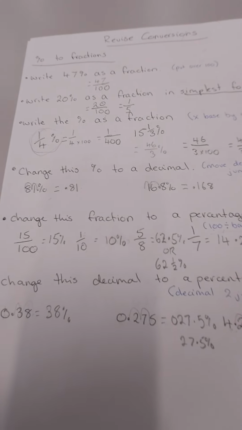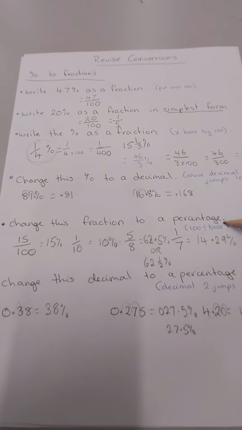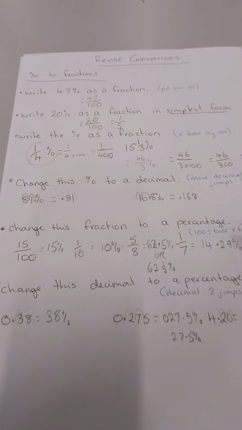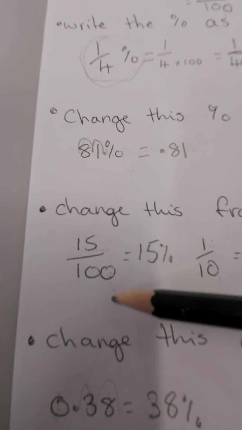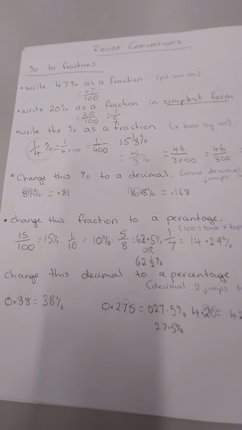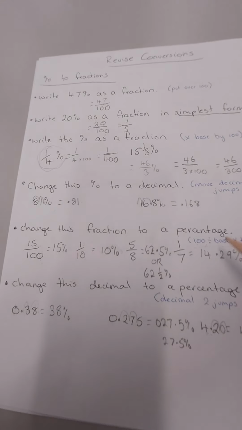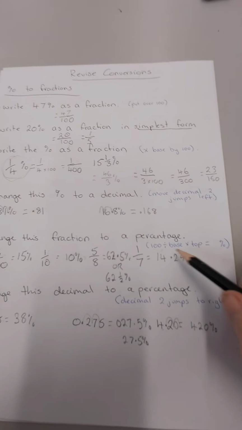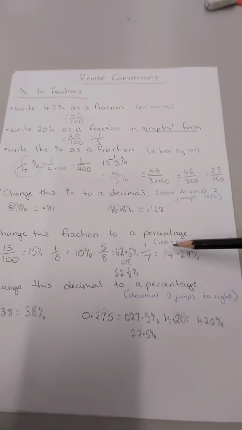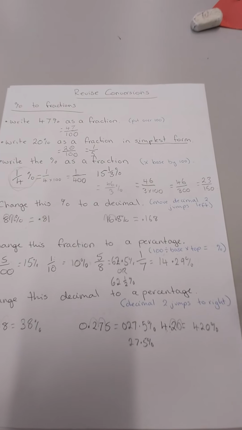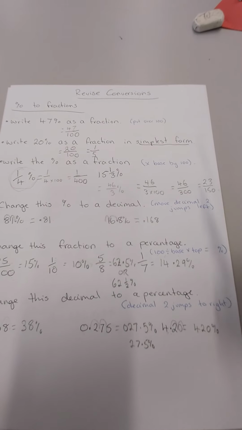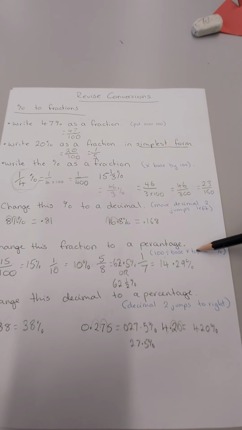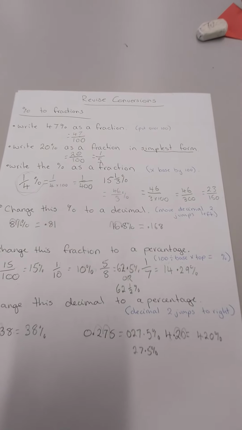Lovely. Next one is changing fractions to percentage, okay? And the first one we're doing is the easiest because 15 over 100. When we're changing fractions to percentage, there's lots of different formulas and things that you can use. This is my personal favourite: 100 divided by the base, which tells me what 1% is, and then I times it by the top to find how many percent.